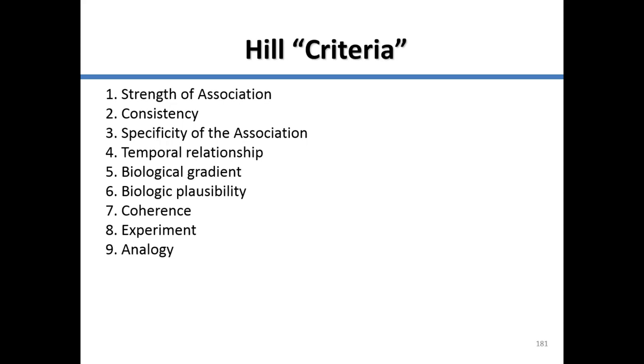How strong an association is. If you see a risk ratio of 40 and someone says, well, you might have some confounding, your response will be, yeah, I might have some confounding, but seriously, do you think there's so much confounding that it produced a relative risk of 40 in a large population? Of course, it's possible, but the stronger the association, the less likely.